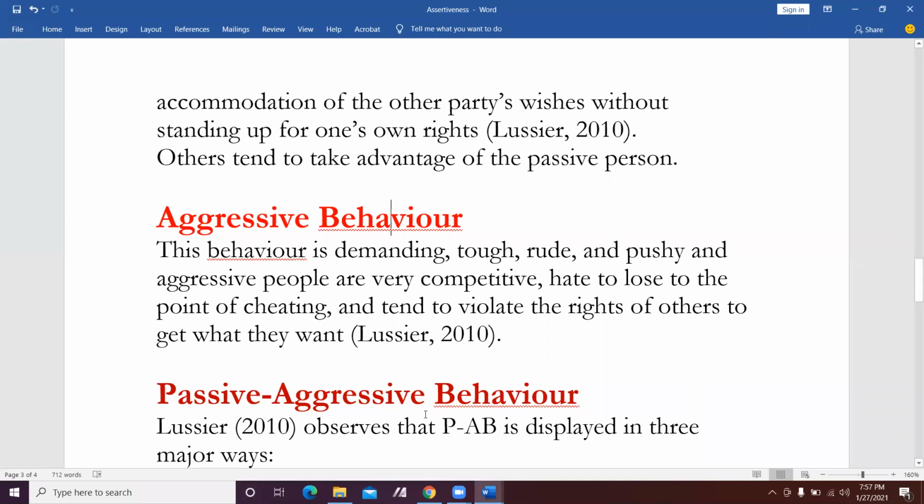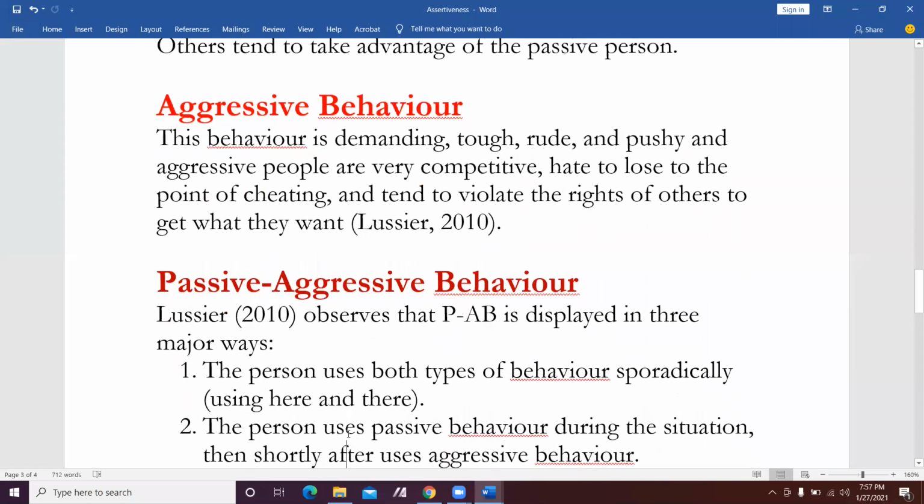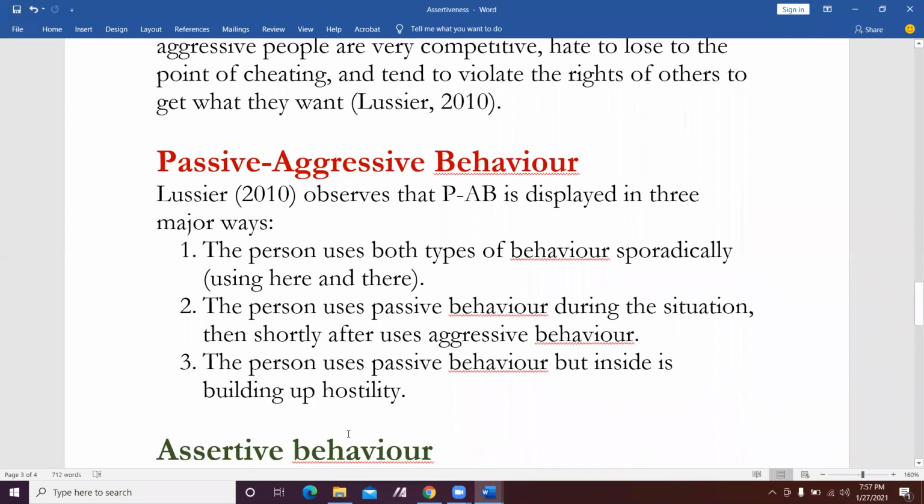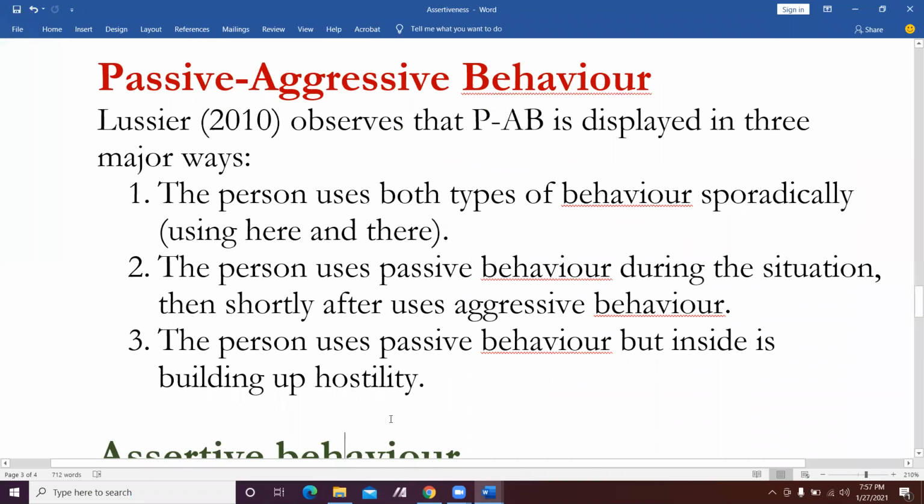Then passive aggressive behavior. There's something called passive aggressive behavior, which can happen in three major ways. According to Professor Lucia, the person uses both types of behavior sporadically, here and there.